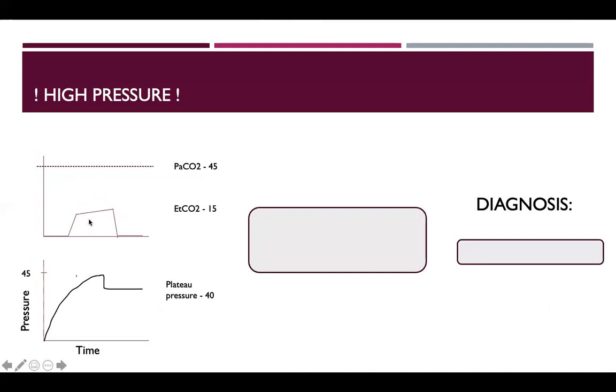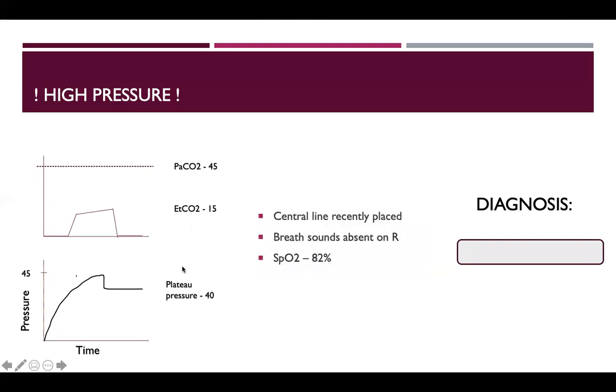So the next one, I'm showing now there's a widened gradient between your PaCO2 and your end tidal, which usually go in the same direction, remember, but this is showing a widening of that arterial alveolar gradient. And also now an elevated peak pressure and an elevated plateau pressure.